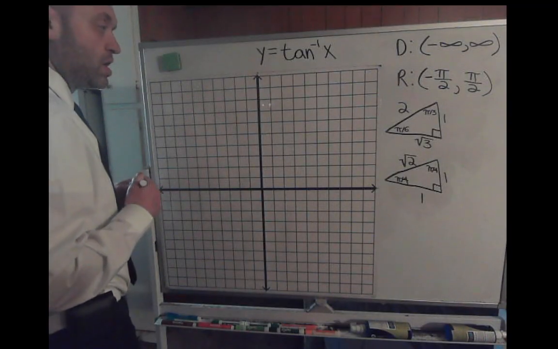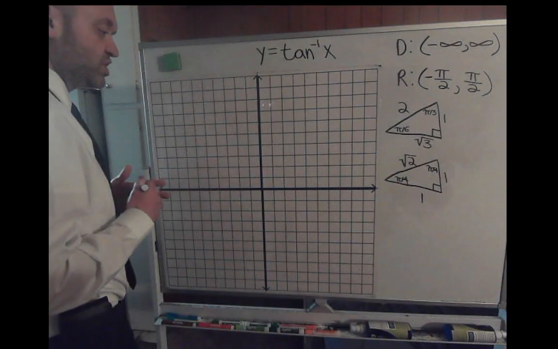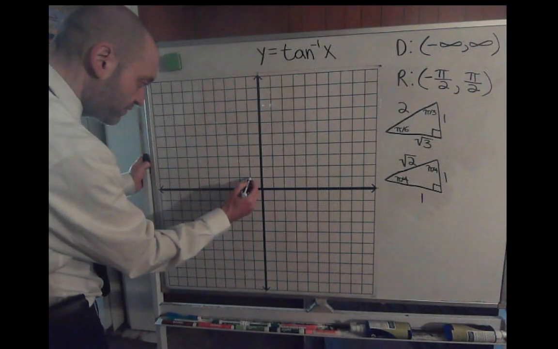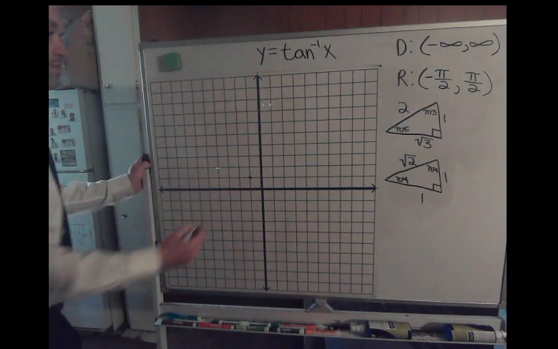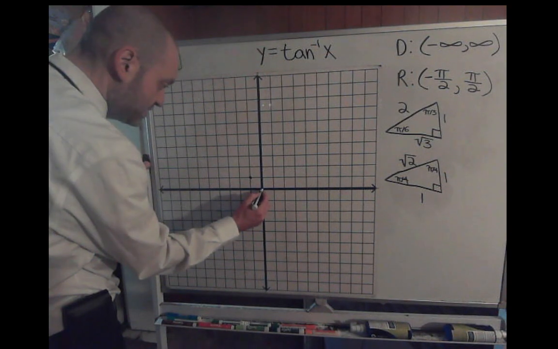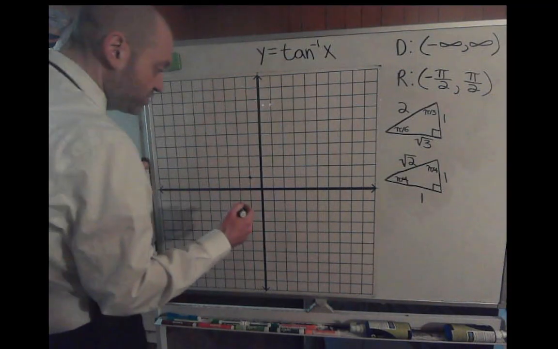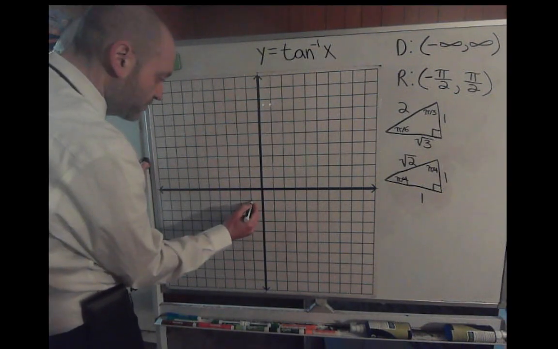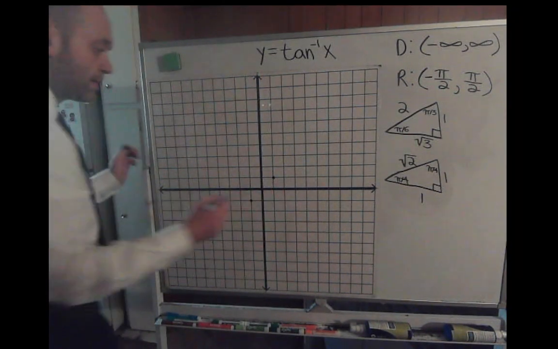So let's see, what if we take the tangent inverse of -1, that'll put us at -pi/4, which would be right here. If I take the tangent inverse of 0, that's 0. Tangent inverse of 1 would be pi/4.